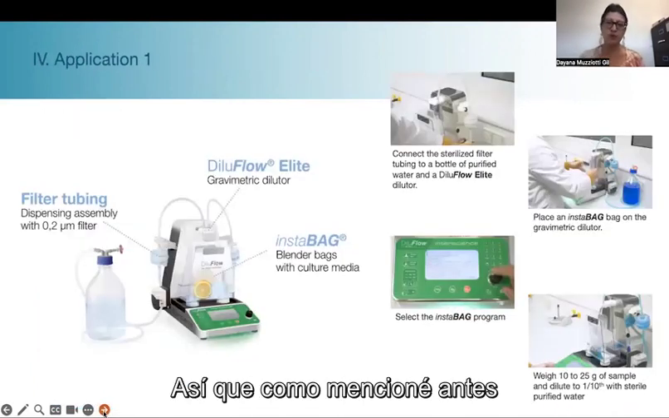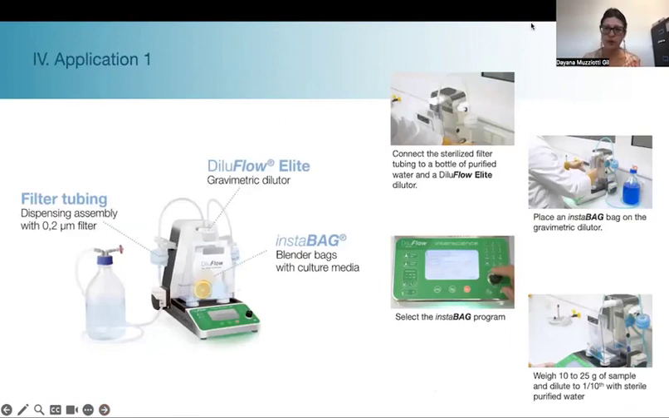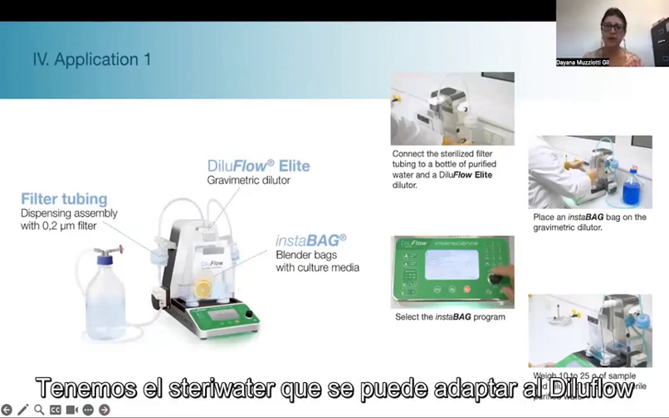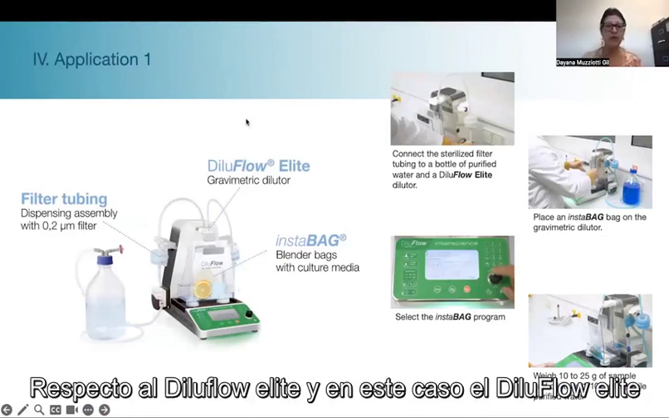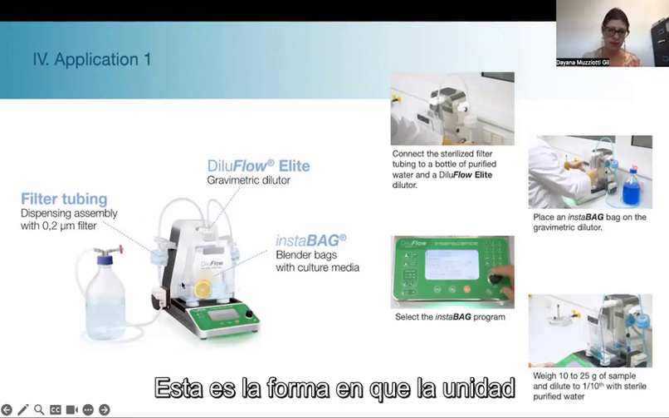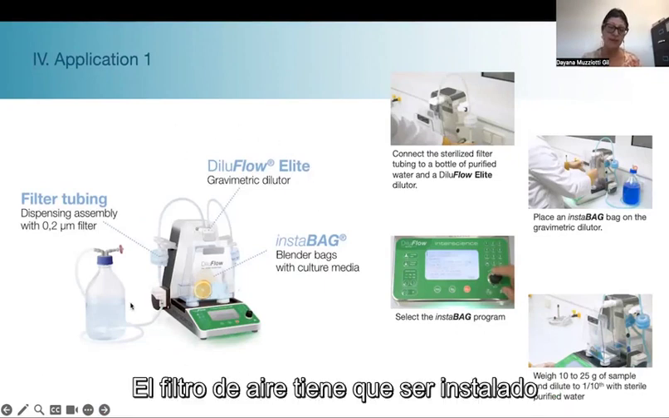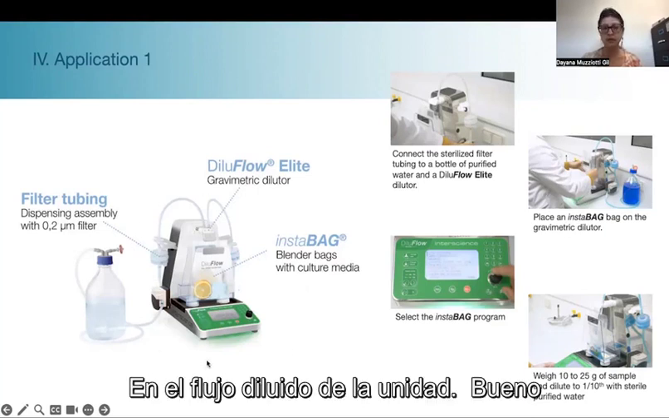Application 1. As I mentioned before, we have the Steady Water that can be adapted to the Dilute Flow and also to the FlexiPump. Regarding the Dilute Flow, in this case the Dilute Flow Elite, this is the way the Steady Water has to be installed into the unit.